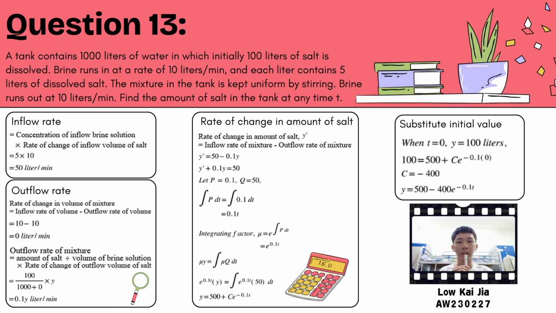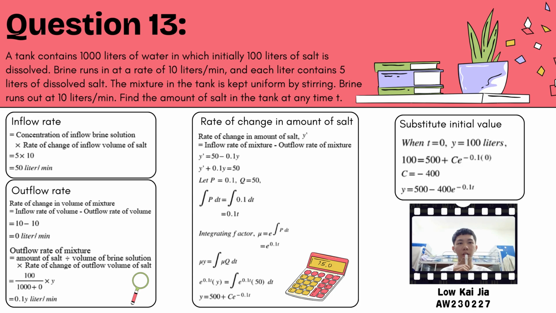Question 13 involves a single tank containing water with dissolved salt. The rate of change in the amount of salt is determined first to find the amount of salt in the tank at any time. It refers to the net flow rate of the mixture in the tank, the same as in question 12. However, in this question, the inflow rate in volume of brine solution is the same as the outflow rate of the mixture. Therefore, the volume of the mixture in the tank remains unchanged as time passes.